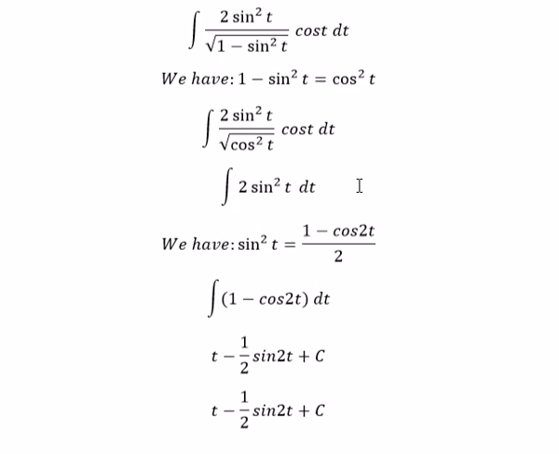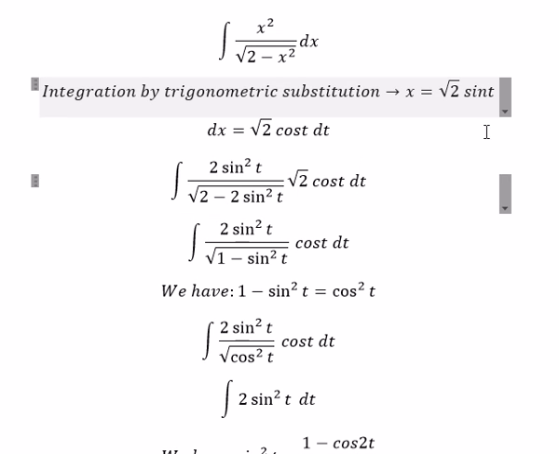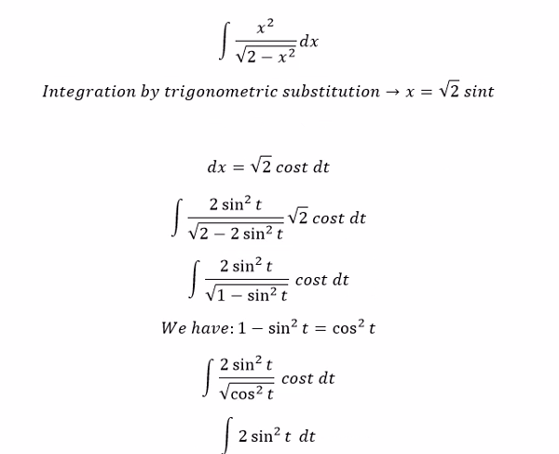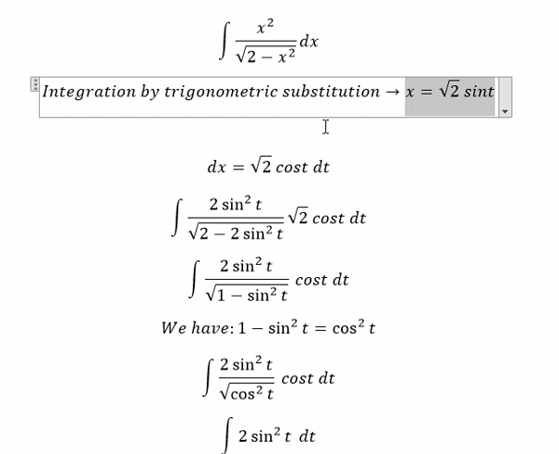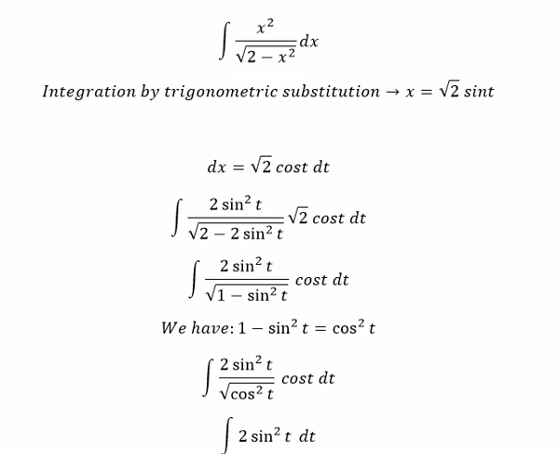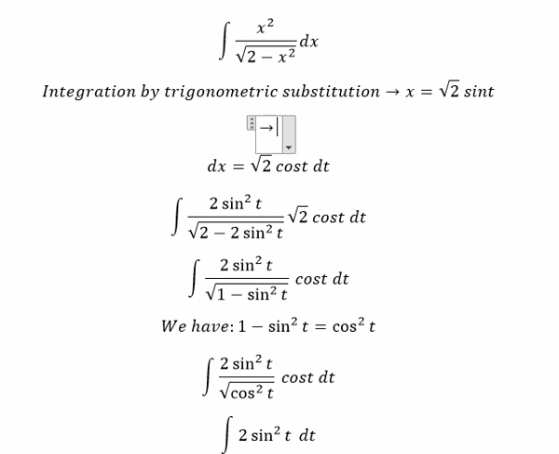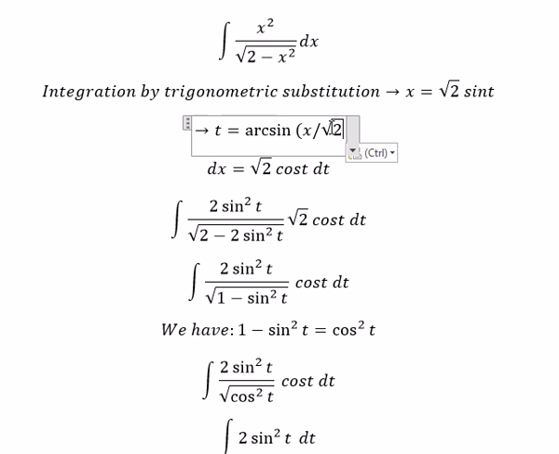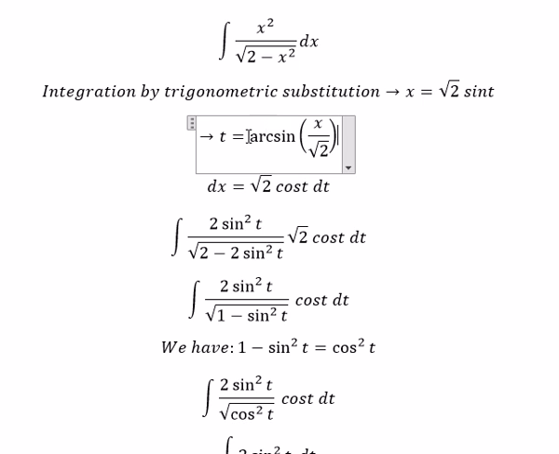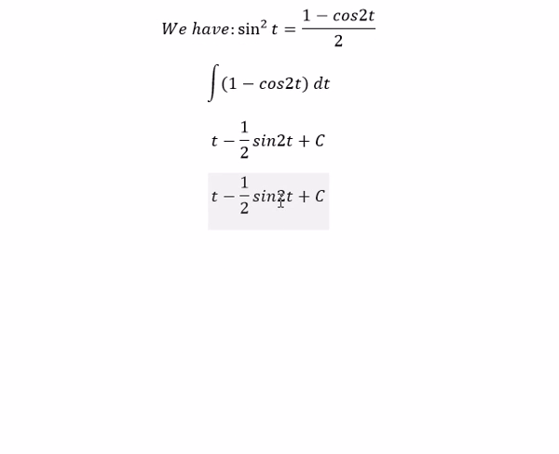About t, we need to change back for x. So we use this equation in here. And now we can get the final answer. t equal to arcsine of x divided by the square root of 2. So we put this one in here and here.